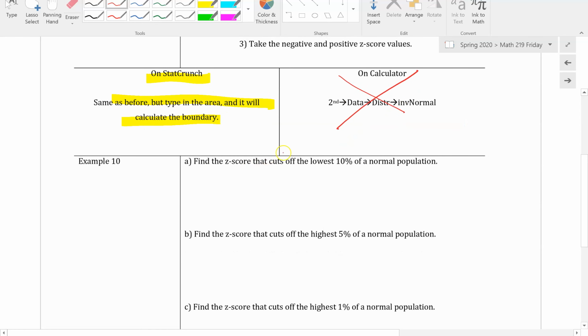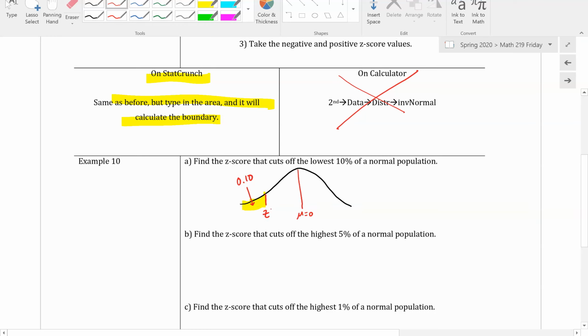Example 10 is find the z-score that cuts off the lowest 10% of a normal population. So I've got a normal population and I'm looking for a score that cuts off the lowest 10%. The lowest 10% would be down here, right? Because again, the mean gives me 50%. The lowest 10%, so that would be somewhere left of the mean. So let's just say right there, let's say that's 10% of the area under the curve. Let's say that's 0.10, 10%. I'm looking for that z-score.